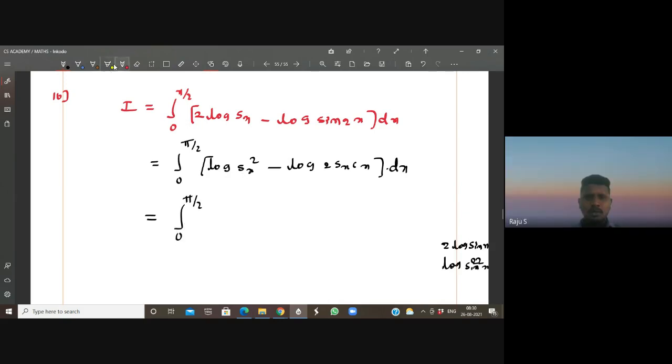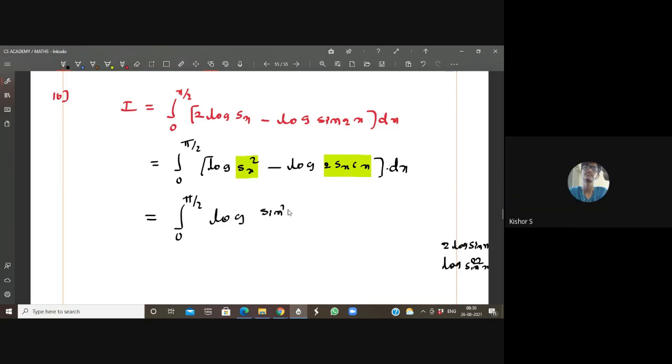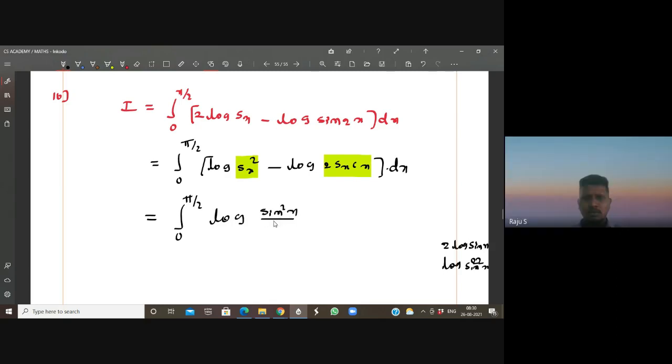Now again, look here. This is in the form of log a minus log b. This is log a, this is log b. What is the log a minus log b formula? Log a by b. Yes, log a by b. Okay, sin x cos x into dx. Shall I cancel here?